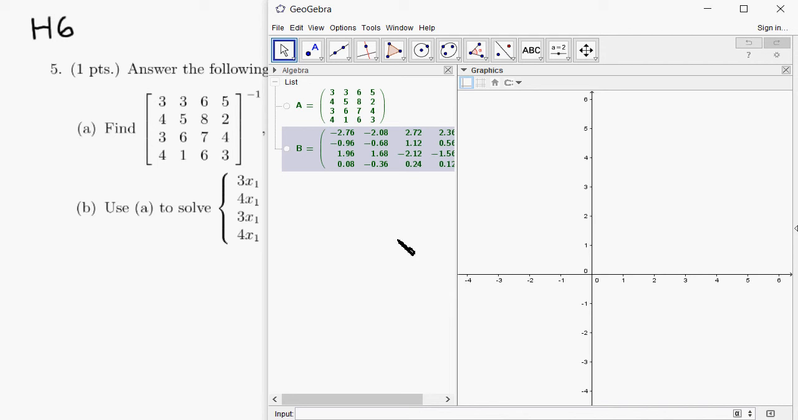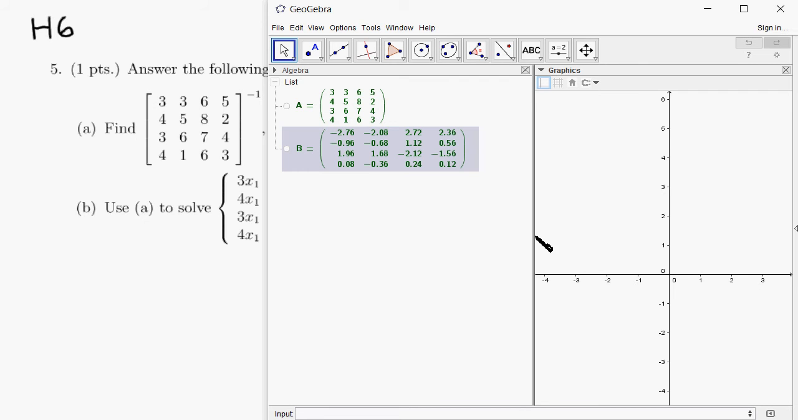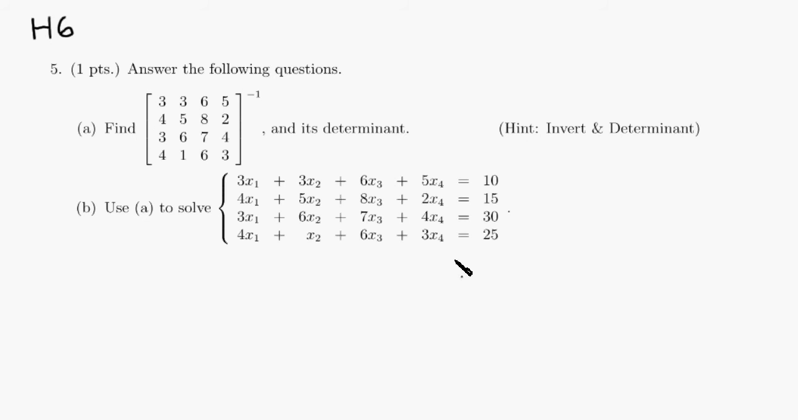Then I'm going to open it up so that you can see the whole thing. So this is part A, and part B. Hopefully I entered these correctly? Looks like I did. And part B, we want to solve this system of linear equations using part A. So I'm going to have to create the right hand side matrix.